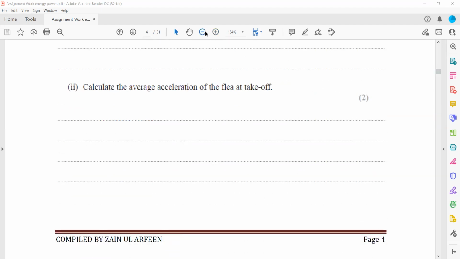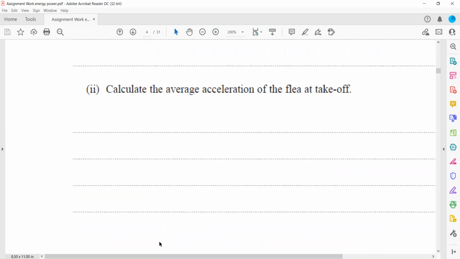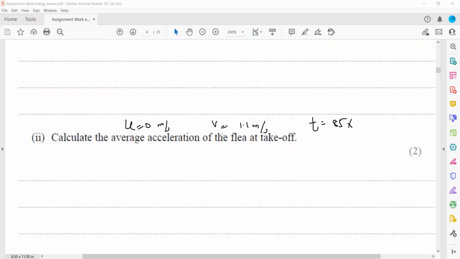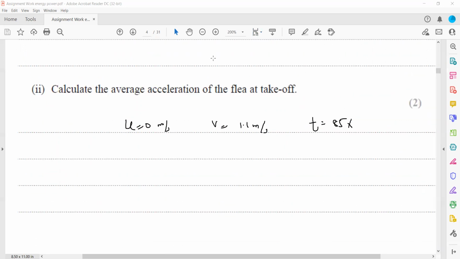Calculate the acceleration of the flea. So we have this, it started at rest. This is about the equation of motion. It started at rest. The maximum it reached is 1.1 meters per second, and the time is 85 milliseconds. That is 0.85 milliseconds, so 0.85 times 10 to the power minus 3.